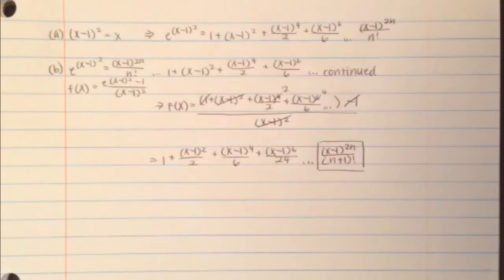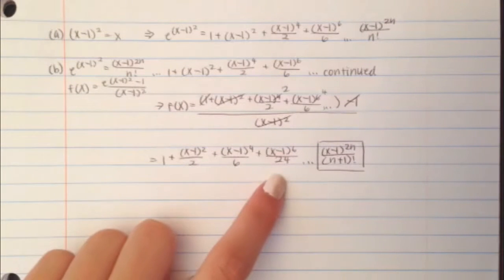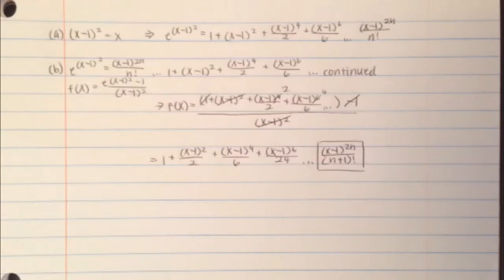Oh, and don't forget, because it's asking for the first four non-zero terms, you have to go another term after. But after you find out what the general term is, it's pretty easy to find out what the fourth term is.